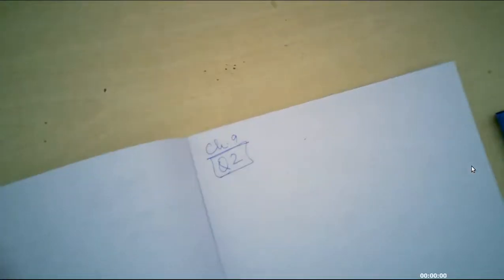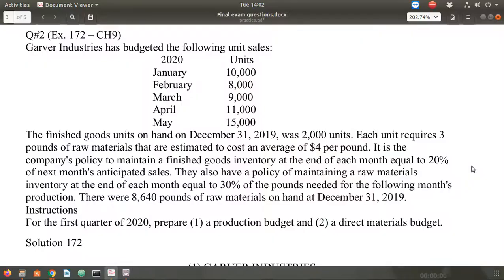So I have just started writing like this. Graver Industries has budgeted the following: the finished goods units on hand. So this is the prediction of the sales: January 10,000, February like this. So now we have to do the production budget. Here the question says, for the first quarter of 2020, prepare the production budget and direct materials budget. So let us do the production budget.